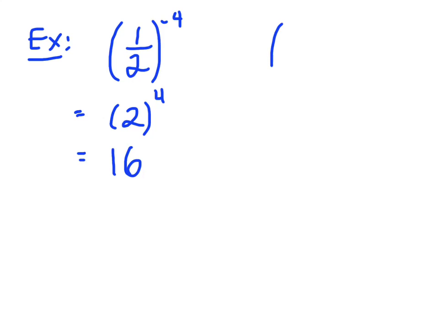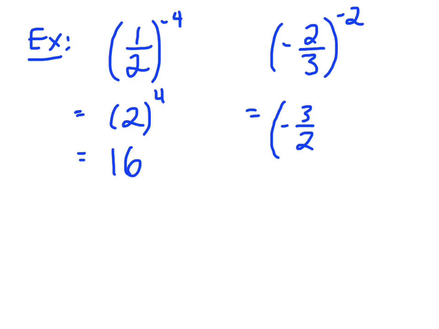Alright, let's try another one. Let's up the ante a little bit: negative 2 over 3, all to the negative 2. Remember, the only thing that changes sign is the exponent. The exponent becomes positive. So the negative 2 over 3 flips over, still a negative number, just negative 3 over 2 this time. And my exponent becomes positive. There we go, just like that.